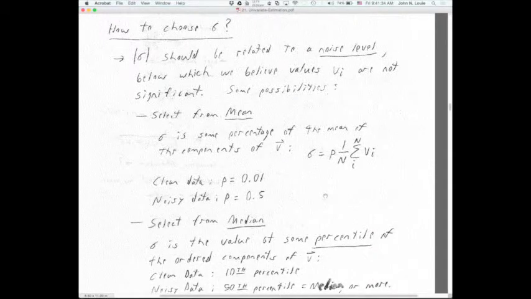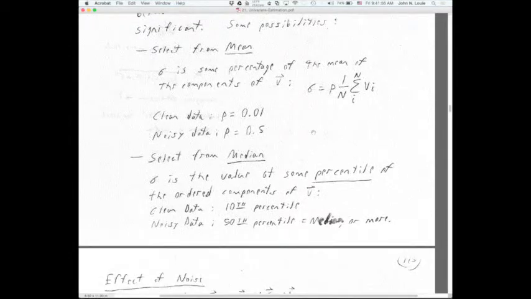How do you choose sigma? Okay, now we're finally going to consider the noise. Sigma should be related to a noise level below which we believe the values of the vertical V sub I data, and also there's another noise level for the H sub I data, are not significant. Okay. There's some possibilities. We could select sigma from the mean. Sigma is some percentage of the mean of the components of V, right? So you could select it this way.